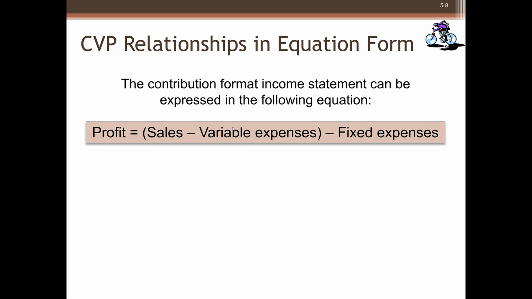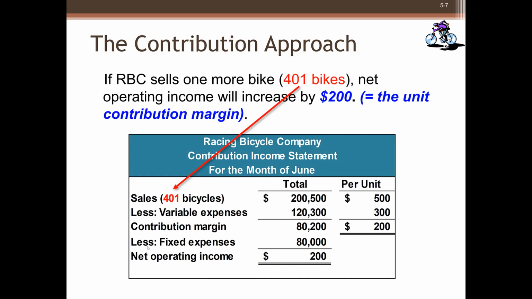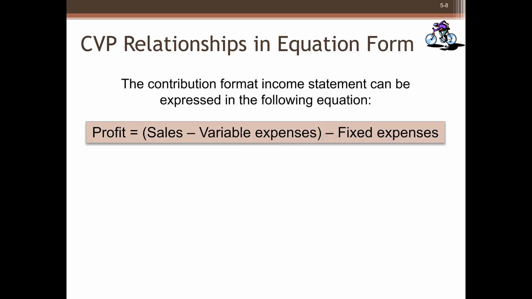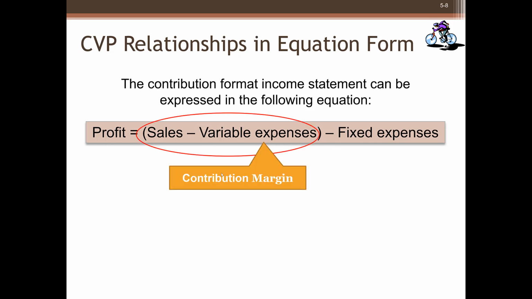Okay, moving on. Let's take a look at CVP relations in equation form. If we use an equation to express the contribution format income statement, we can write the equation here. Profit is the same as net operating income on the contribution income statement. Profit equals sales minus variable expenses minus fixed expenses. And we know sales minus variable expenses is contribution margin. So that's the equation form.